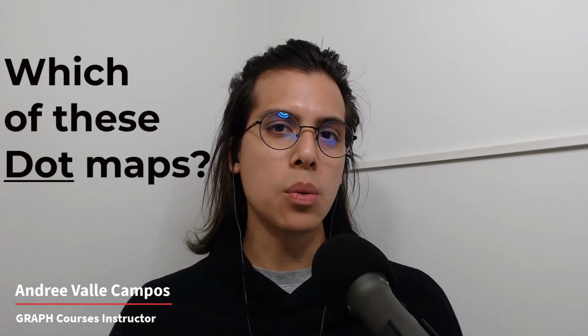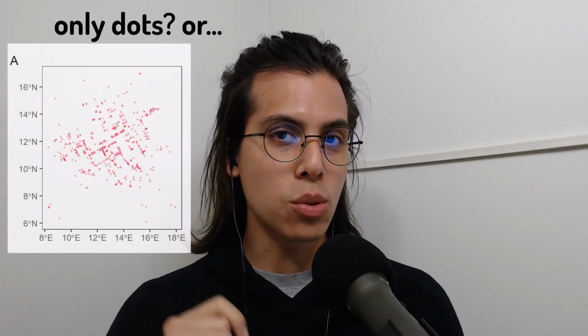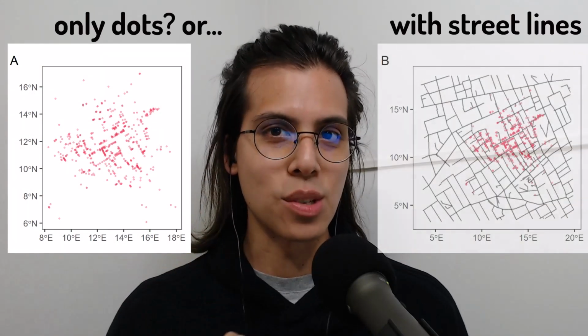Welcome back. One question. Which of these maps would you prefer? This one or this one? Adding geographical context to your spatial data is extremely helpful. You can add streets, rivers, buildings, and more. Today we're going to learn how to add them to complement your thematic maps. Let's start.